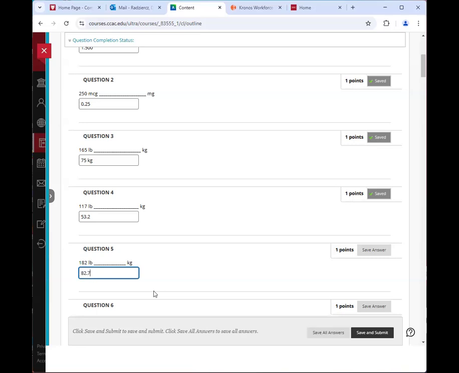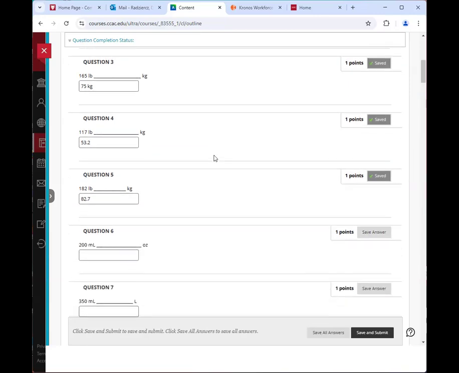82.7. If you type in 83, it will be wrong because they want you to round it to the nearest tenth. When you get into the true clinical aspect of things and you're working in a hospital or other healthcare setting, you might round to the nearest whole pound or whole kilogram. But at CCAC, we round to the nearest tenth until you're otherwise told not to.